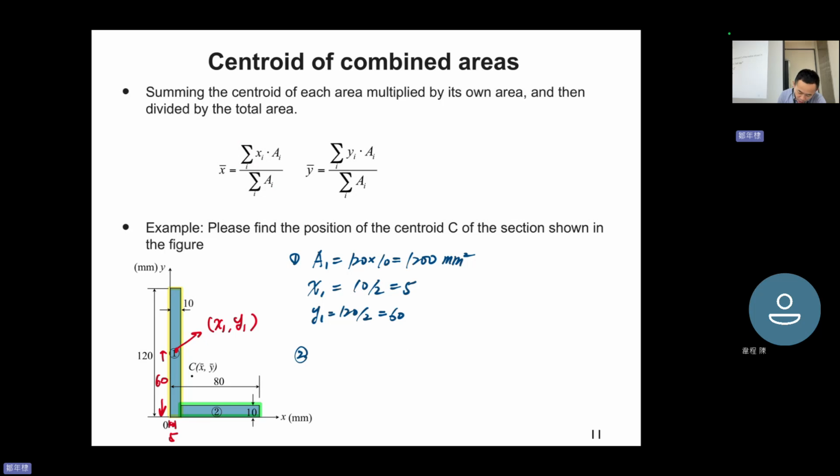All right, how about A2? A2 is 70 times 10, 700 millimeter square, and your x2, where is it? 70 divided by 2. Don't forget to plus 10, so 45. Okay, so you are here, right? But this length will be 40, right?